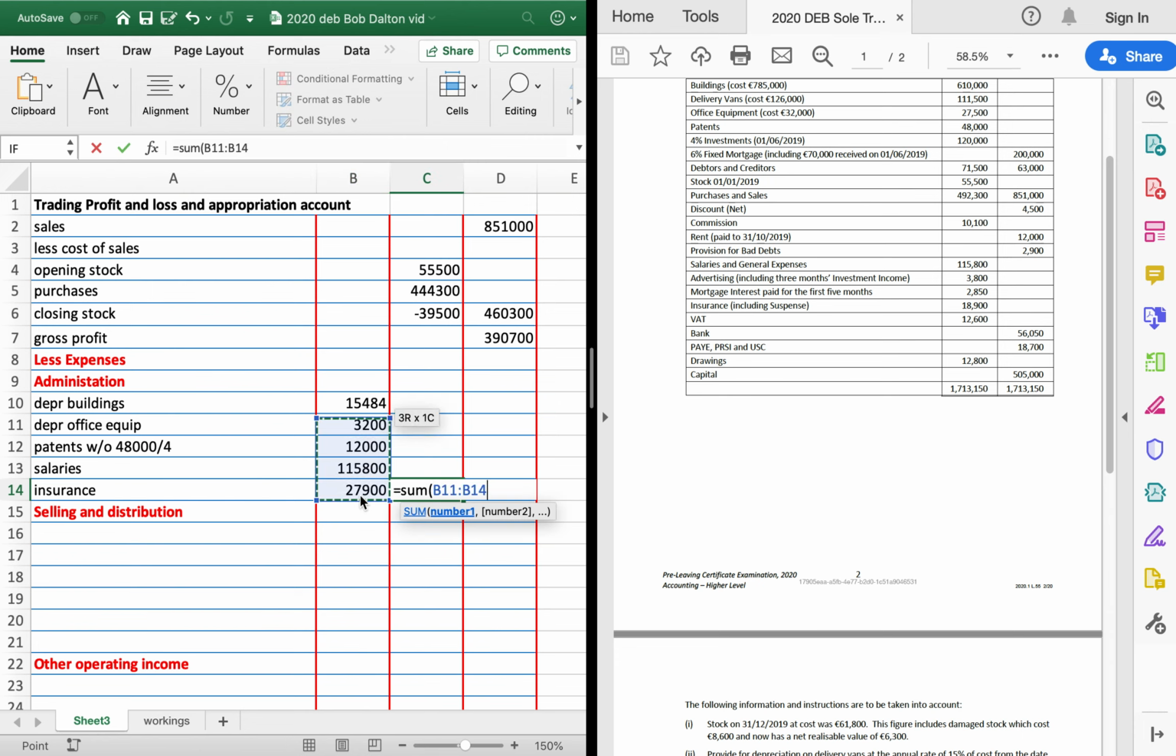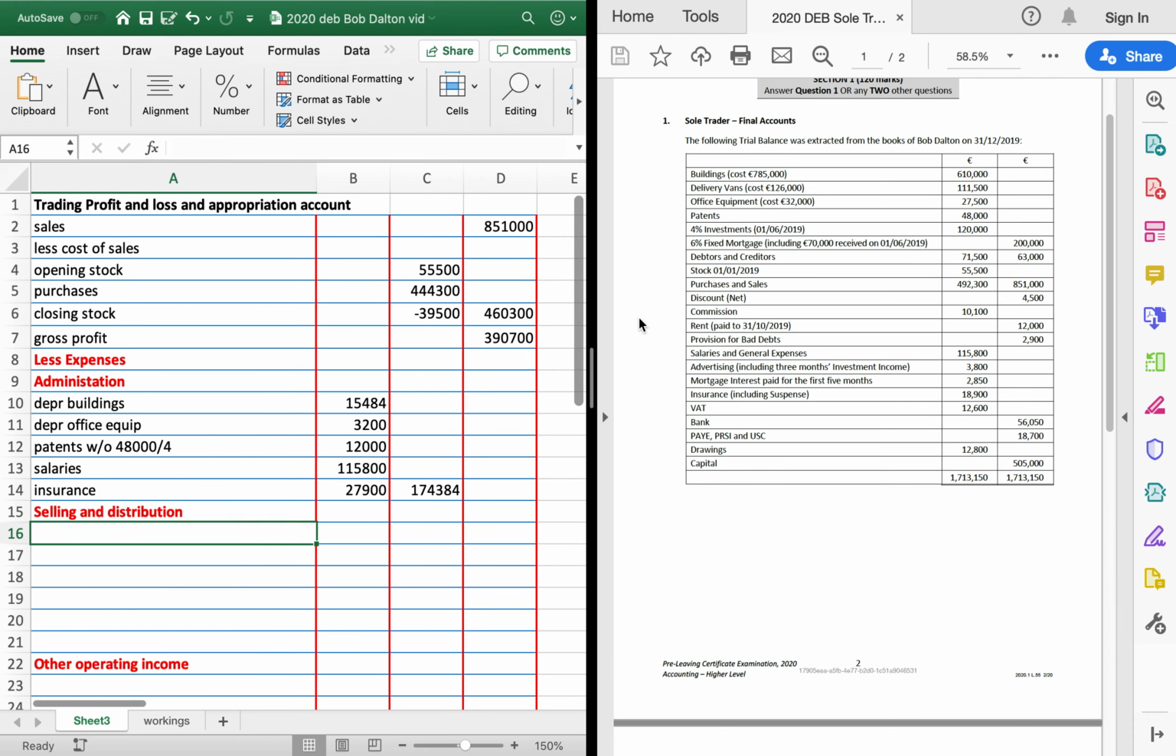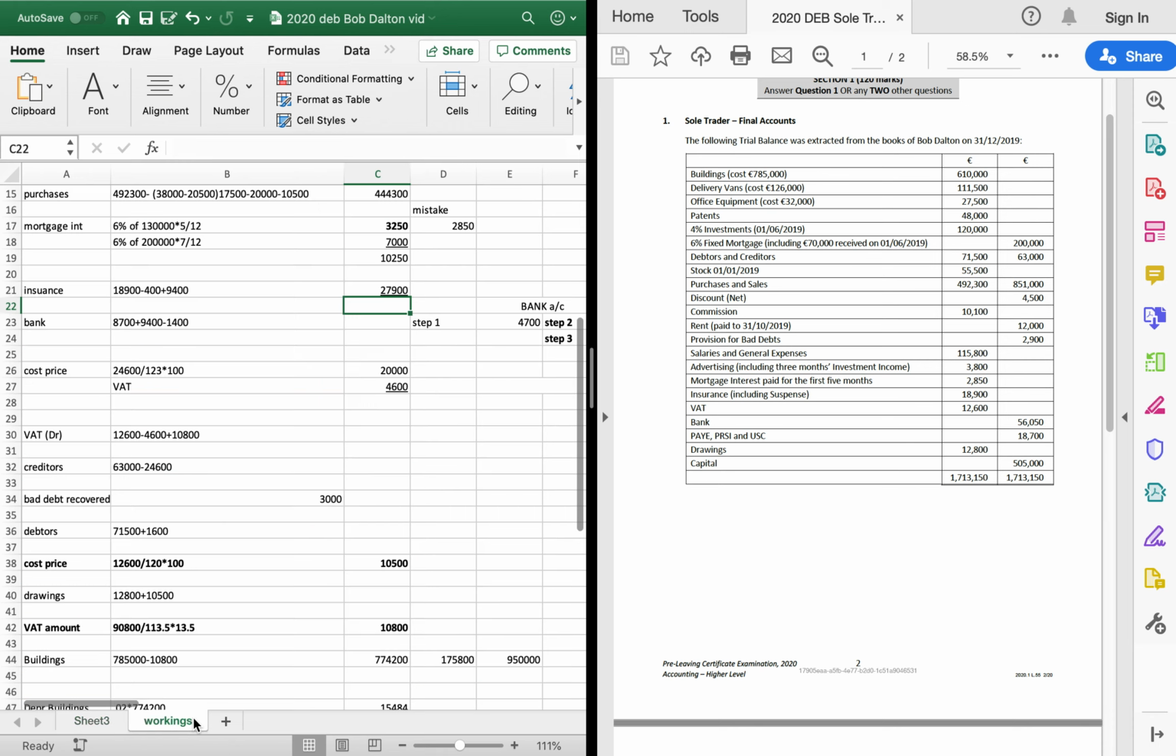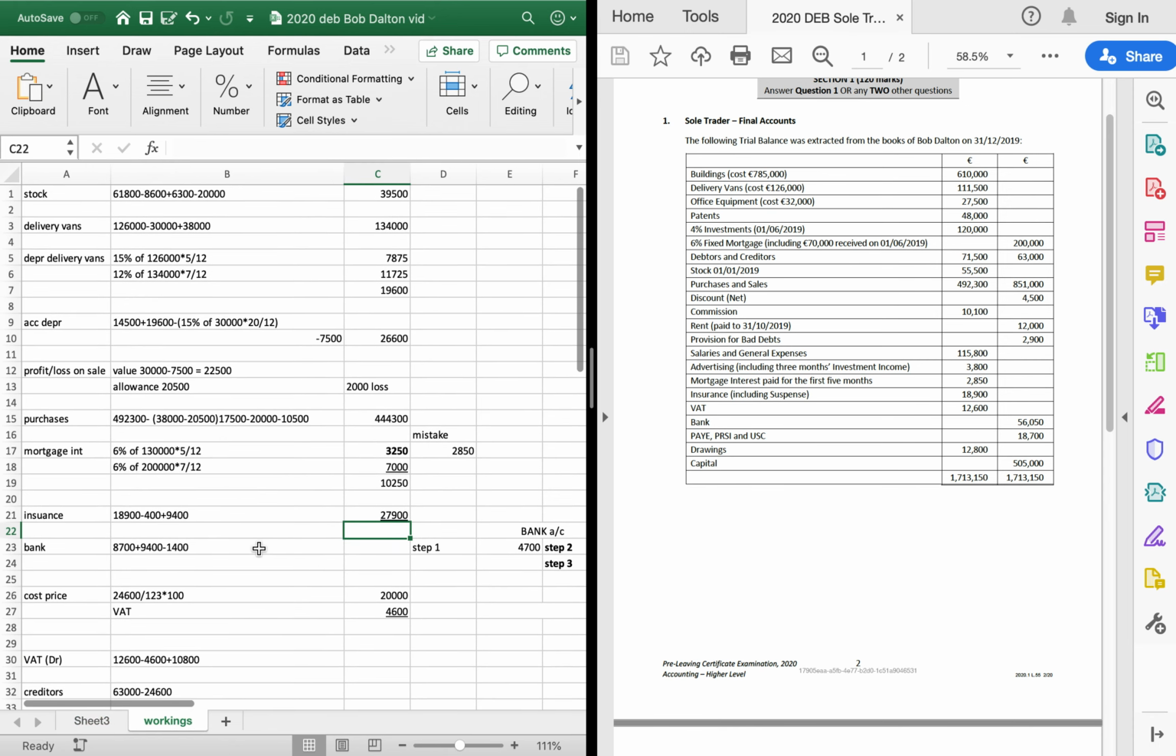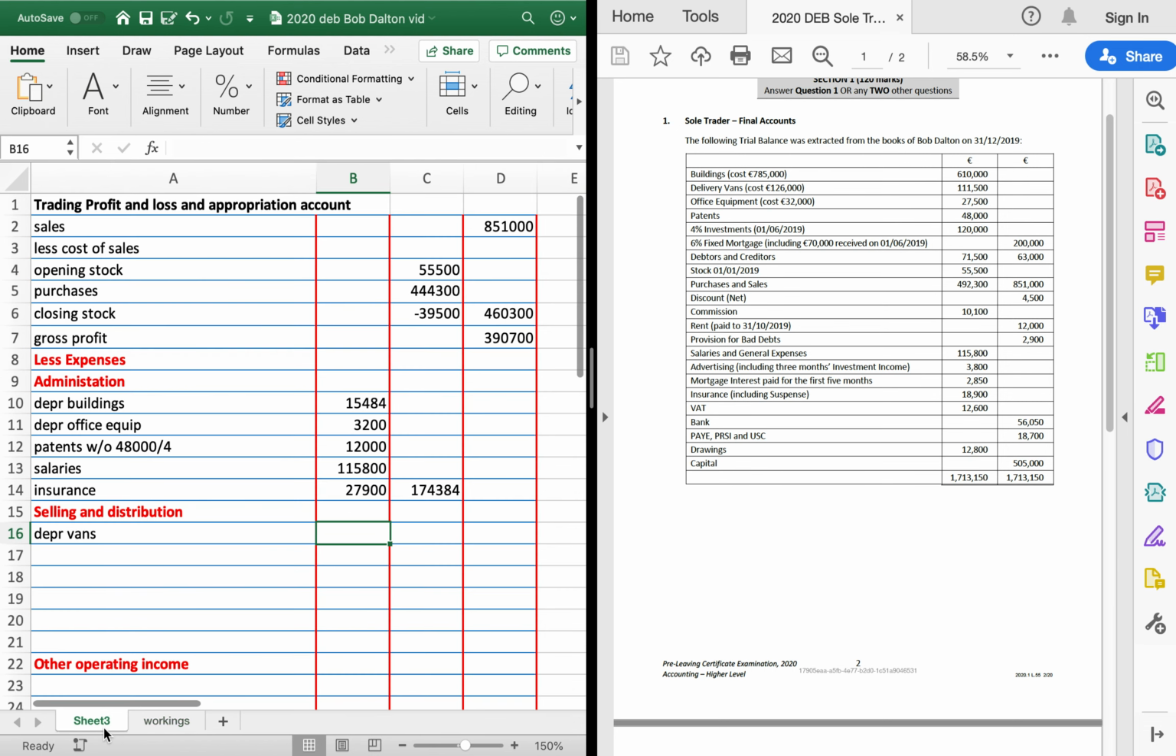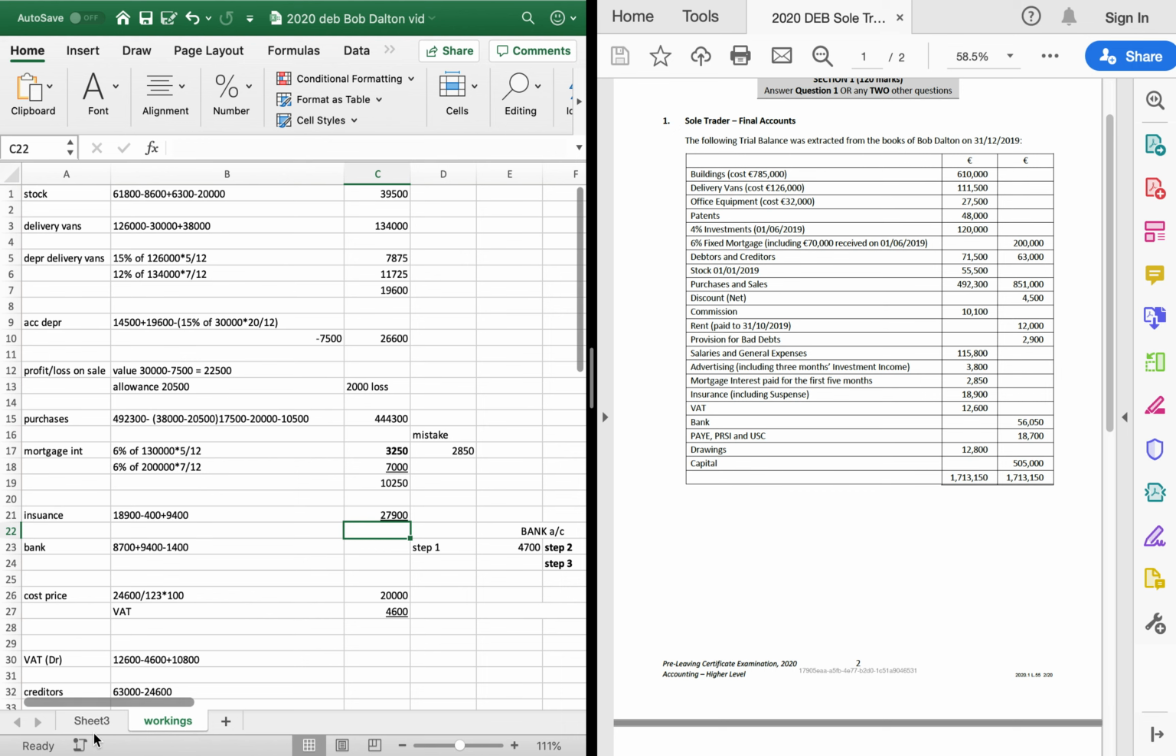I'm fairly sure that's them all. Add them up, and if I've left one out, I'll cheat and throw it in selling and distribution. Yeah, no, that should be them all. All right, so selling and distribution then. Well, we've got our depreciation of delivery vans, which, let's check there, one of the early ones, 19.6. We have a loss on the sale of vans, again from the same working, was 2,000.